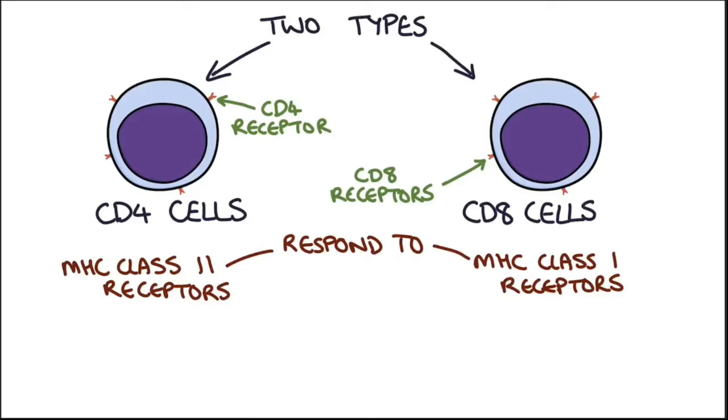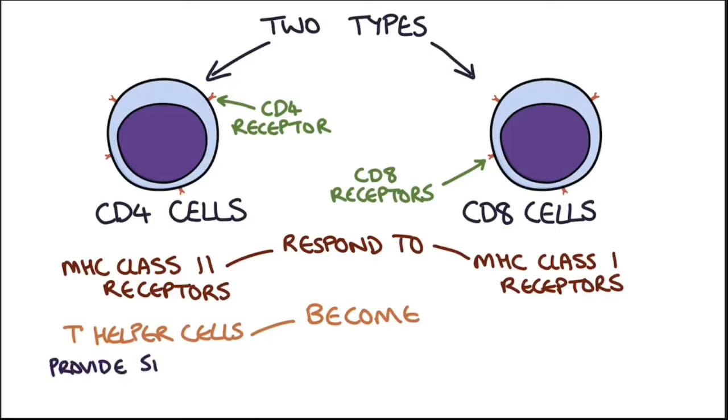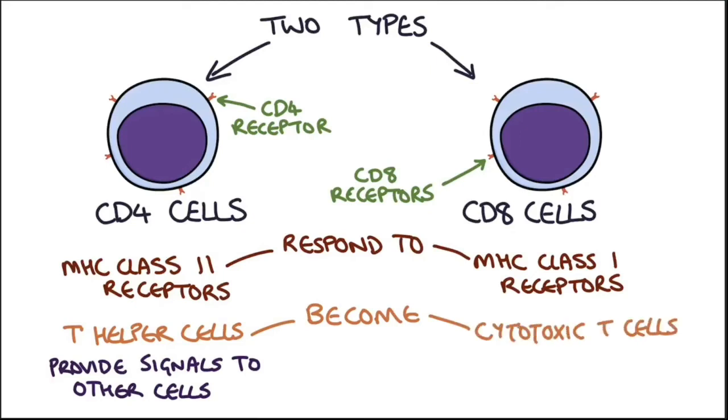So CD4 cells become T helper cells when they're activated. Many cells in the immune system rely on these T helper cells to provide signals that then activate them, including the CD8 cells. So with the help of T helper cells, CD8 cells become activated when their T cell receptors match a pathogen, and they multiply very quickly and differentiate into cytotoxic T cells.